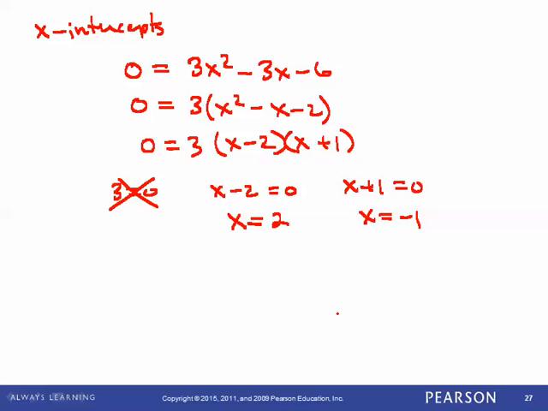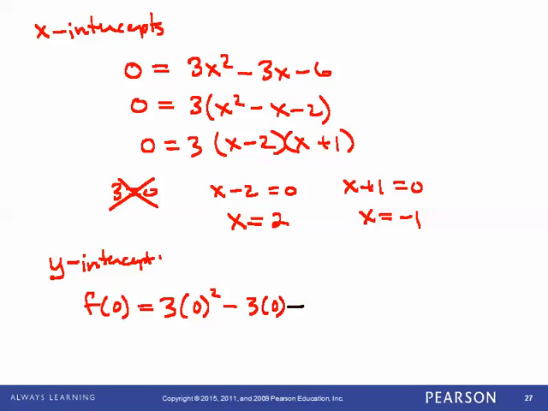Alright, the y-intercept here actually becomes really easy. For the y-intercept, you plug a 0 in for the x values and see what happens. Notice anything that has an x next to it is going to become a 0. So f of 0 technically is negative 6.